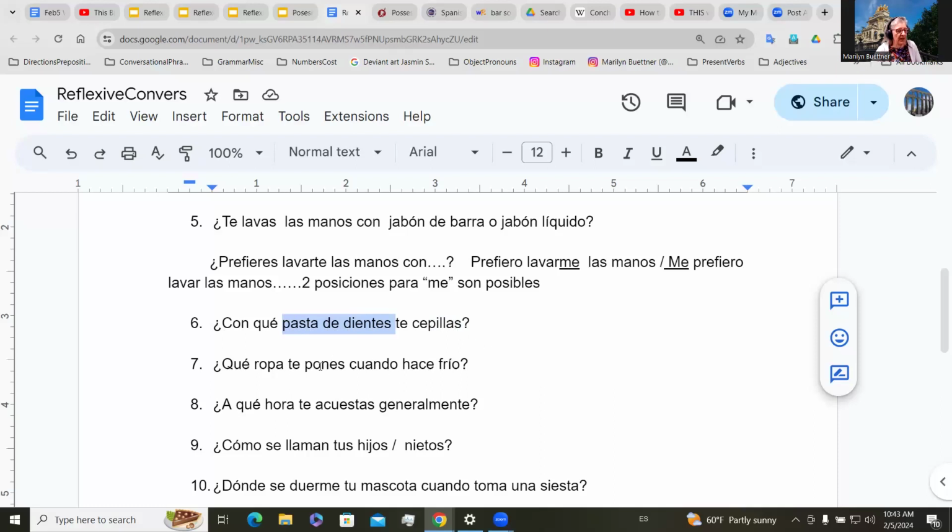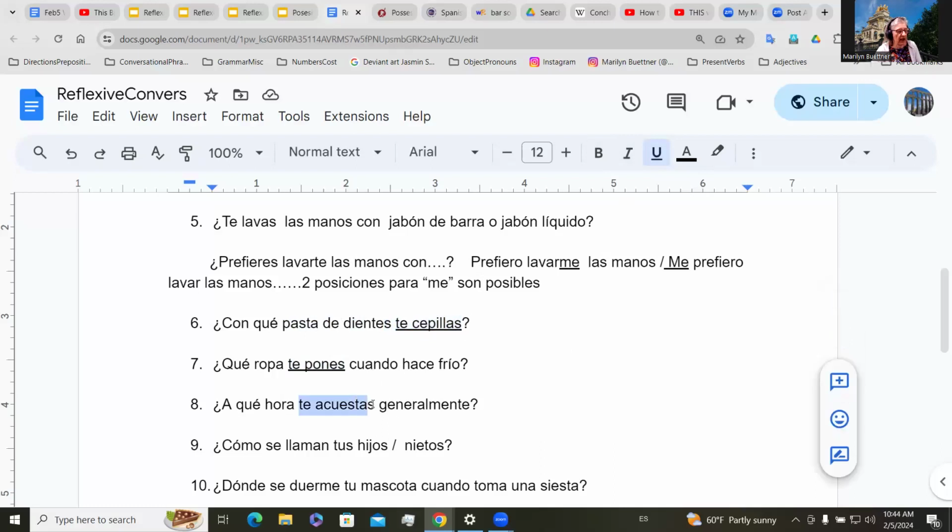¿Qué ropa te pones cuando hace frío? What clothing do you put on? I want you to focus on the te pones. So I'm going to underline your verbs here in the questions to remind you which things will need a pronoun when we answer that. What kind of clothing do you put on when it's cold?